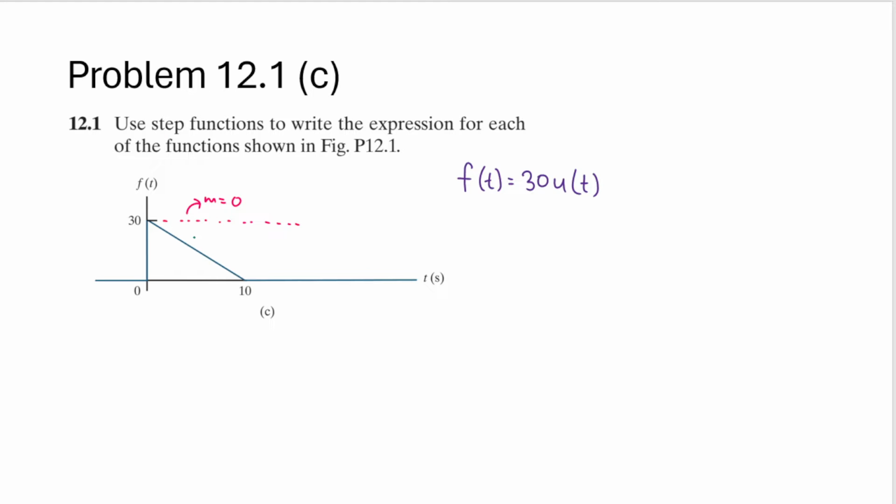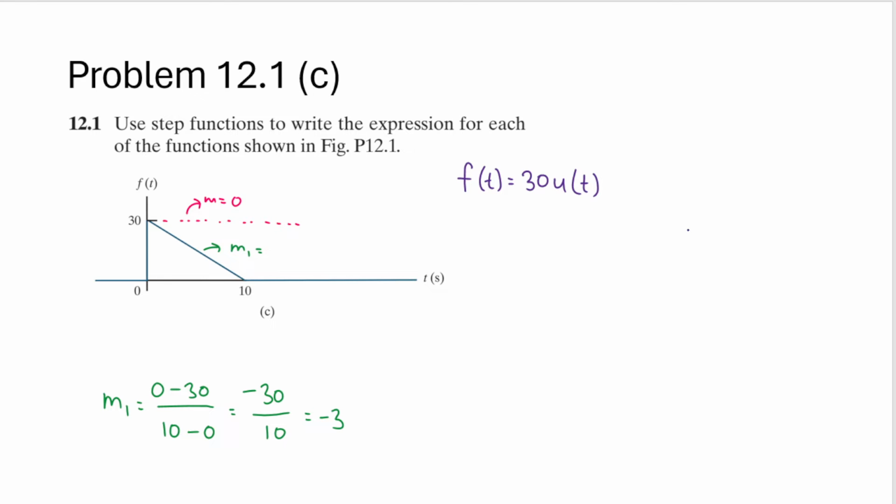However, we want to make it have this slope here. Maybe let's name this M1, so we can calculate the slope there. So what is M1? We will have 0 minus 30, and then divided by 10 minus 0. So we'll have minus 30 divided by 10, and we will have minus 3.